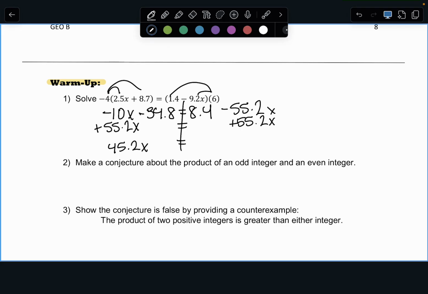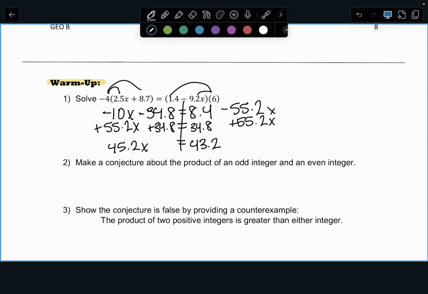And if I moved all my x's to the left, which way should I move my numbers? To the right. So I'm going to add 34.8 to both sides. You get 43.2.